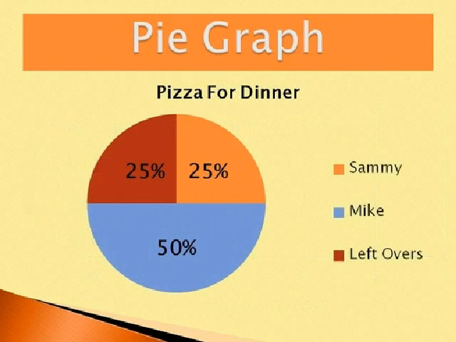Pie graphs help us to see the percent something takes up of the whole. You can picture this like a pizza. If Sammy eats 2 of the 8 pieces, she has eaten 25% of the whole pizza. Now, if Mike eats 4 of the pieces, he has eaten 50% of the whole pizza.